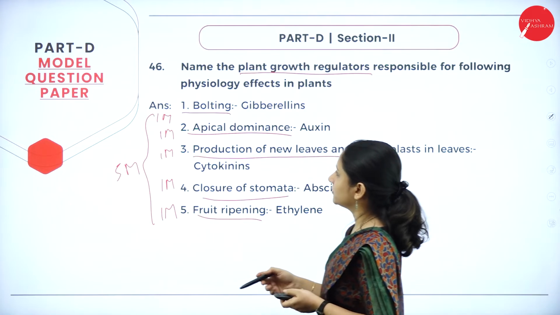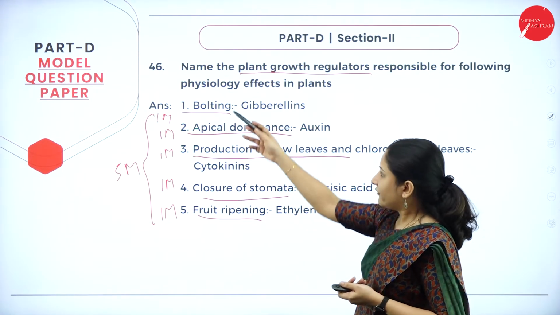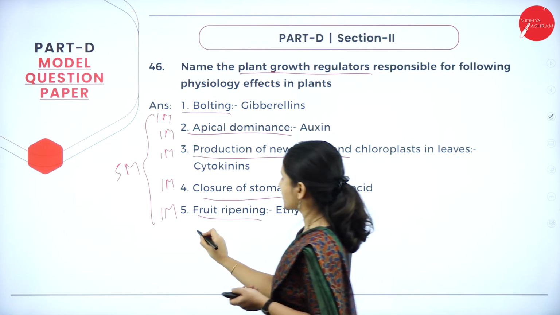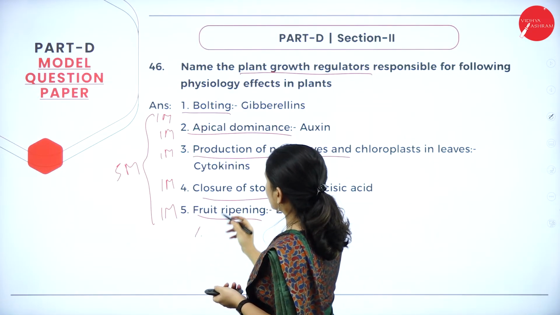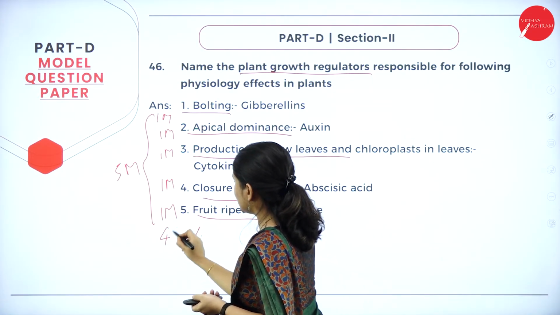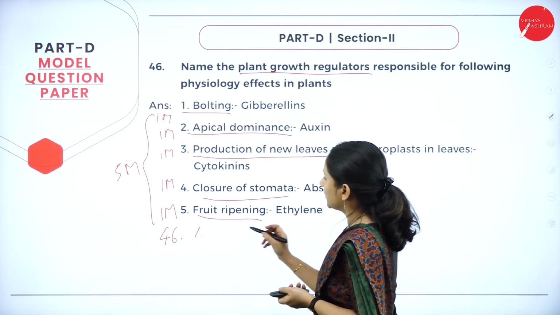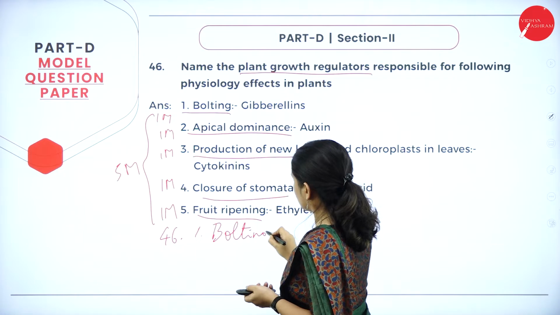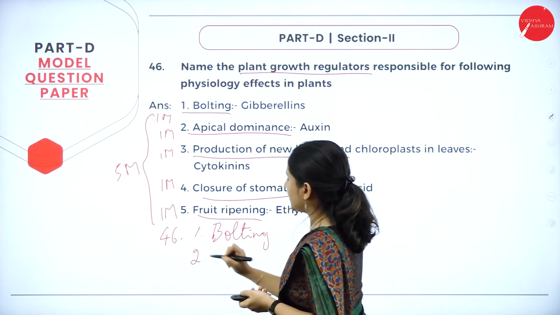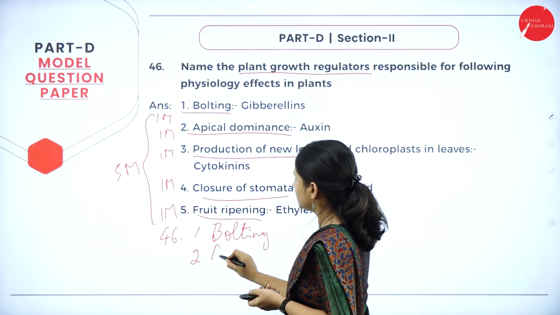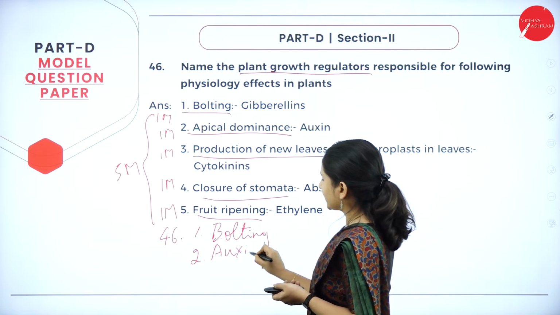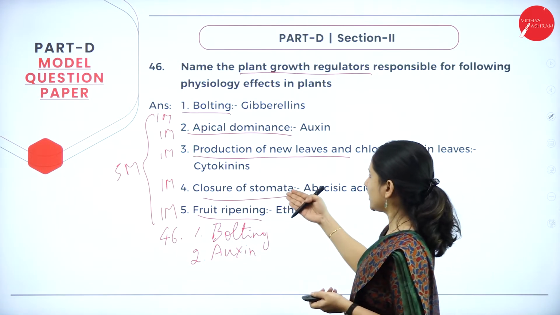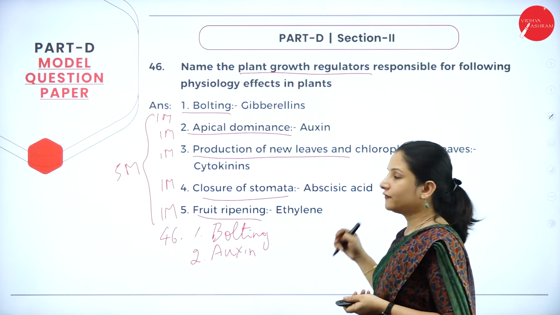Just in one word. So in the question itself, they have mentioned all these. So you don't have to write all these. What you can do is you can just write it as 1. So question number 46, write it as 1. It is bolting. No need of wasting your time writing it again. Second one is auxin. Like this, if you go on writing also, it is enough. No need of writing the question again and then writing the answer for it.